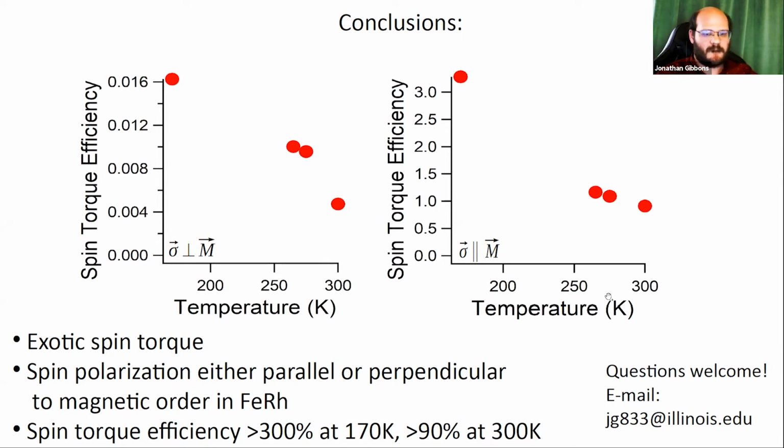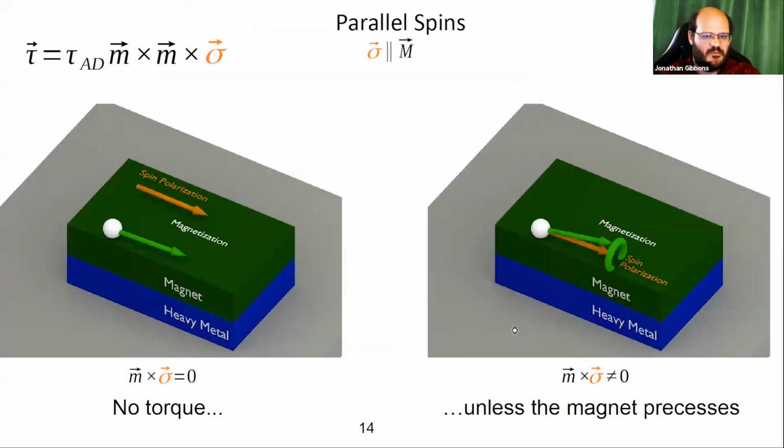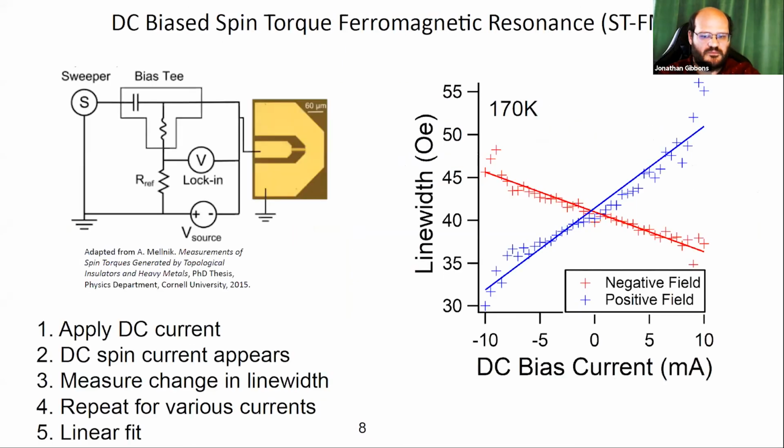So while we're waiting for questions from the audience, I have a question in regards to your initial DC bias experiments. You have these two plots of the change in line width for positive field and negative field. Is it just my eyes, or are those slopes different? And if so, what does that mean? Yeah, the slopes are different.